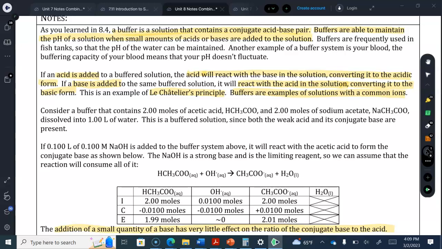If an acid is added to a buffered solution, the acid will react with the base in the solution, converting it to the acidic form. If a base is added to the same buffered solution, it will react with the acid, converting it to the basic form. This is an example of Le Chatelier's principle. Buffers are examples of solutions with common ions because you have your acid or base and its conjugate. So they're going to have the essential core part of the ion the same.